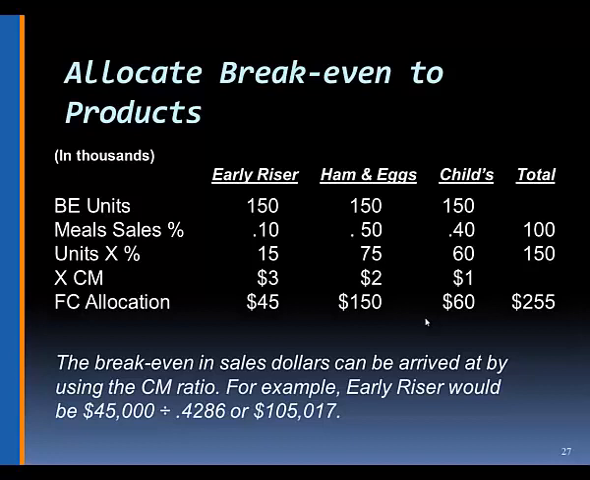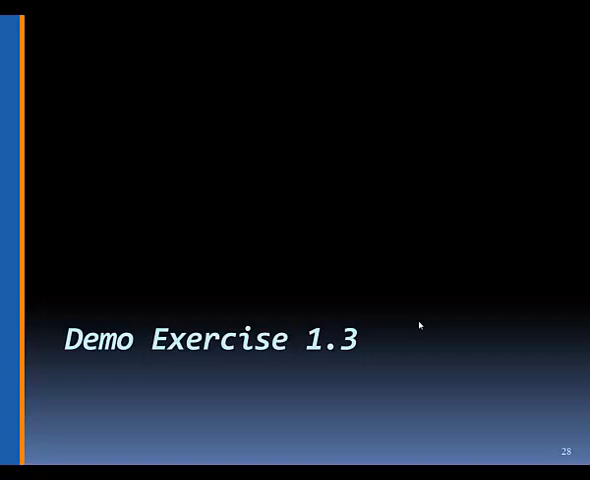You can also arrive at the break-even in sales dollars. For example, you have the contribution margin ratio of 0.4286. Divide that into 45,000, and so your break-even in sales for Early Riser would be $105,017. Now go to demo exercise 1-3 and see if you can solve that problem.